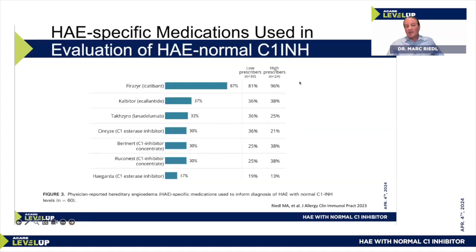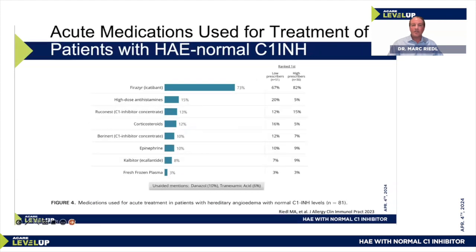In terms of response to medication, you can see most physicians use icatibant as a good litmus test, but there are some other both acute and preventative treatments, perhaps used by those that have less experience with angioedema evaluation. And then to treat patients after they're actually diagnosed, you can see again, icatibant seems to be mostly used, particularly at the high volume practices.